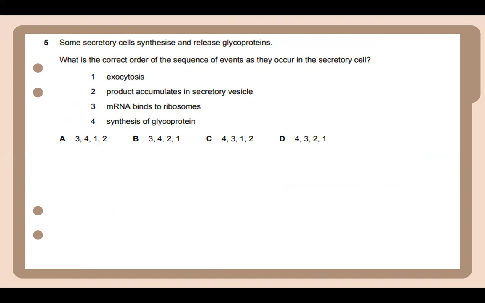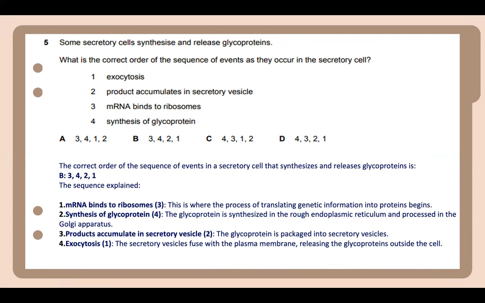Some secretory cells synthesise and release glycoproteins. What is the correct order of the sequence of events as they occur in the secretory cells? The correct order of the sequence of events in a secretory cell that synthesises and releases glycoprotein is 3, 4, 2, and 1. Statement 3 refers to mRNA binding to ribosome. This is where the process of translating genetic information into proteins begins.